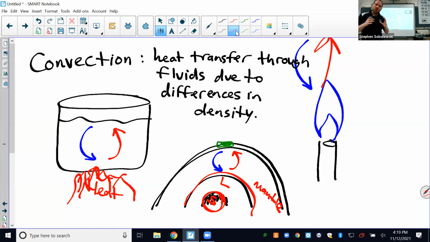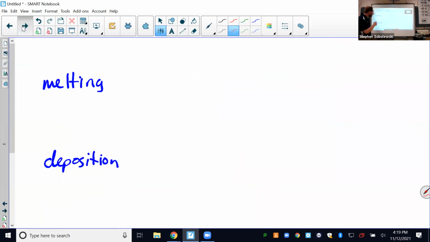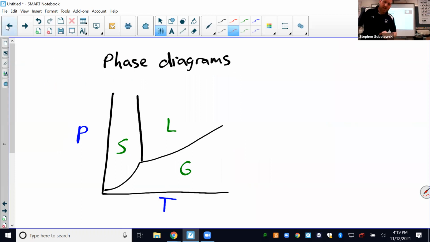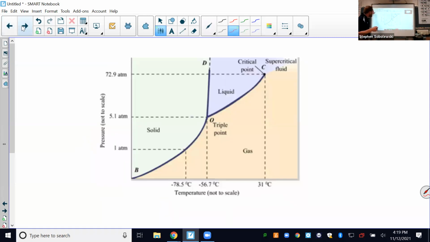But the inner core is solid because of the intense pressure. So the main takeaway with the phase diagram I want you to understand is that something's phase doesn't just depend on temperature like you probably thought. It also depends on pressure as well. Last thing we're going to show, it should only take about 2 minutes.